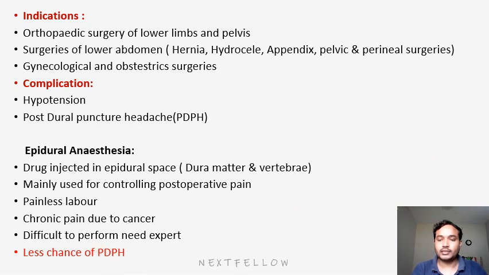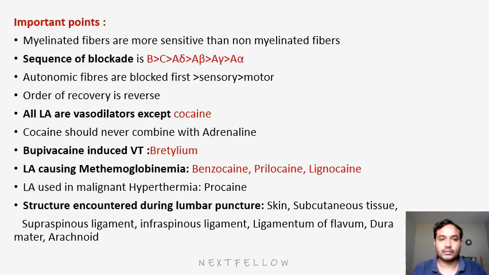Next, there are some important points regarding local anesthesia we have to remember. First thing is myelinated fibers are more sensitive than non-myelinated fibers. When you give anesthesia, myelinated fibers will get blocked first, because with nerve conduction the myelin sheath will be there, it will have more sodium channels, so obviously it will act there first and block there first.